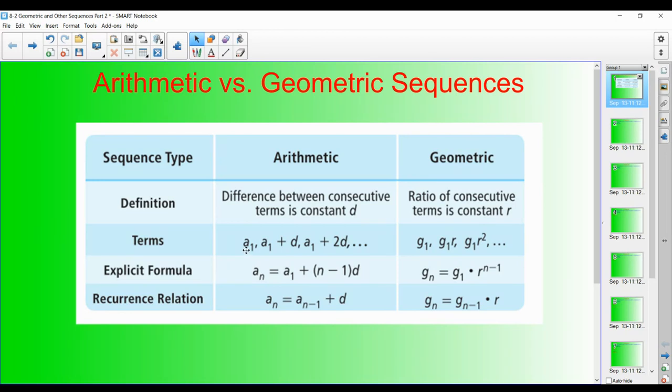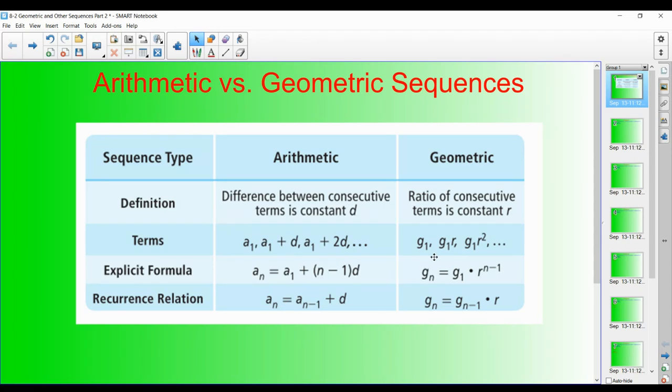So, arithmetic, the first term is a sub 1, and then the second term is a sub 1 plus d. And then the third term, we start with a sub 1 and we add 2 of the d. Okay, and our explicit and recursive formulas follow.